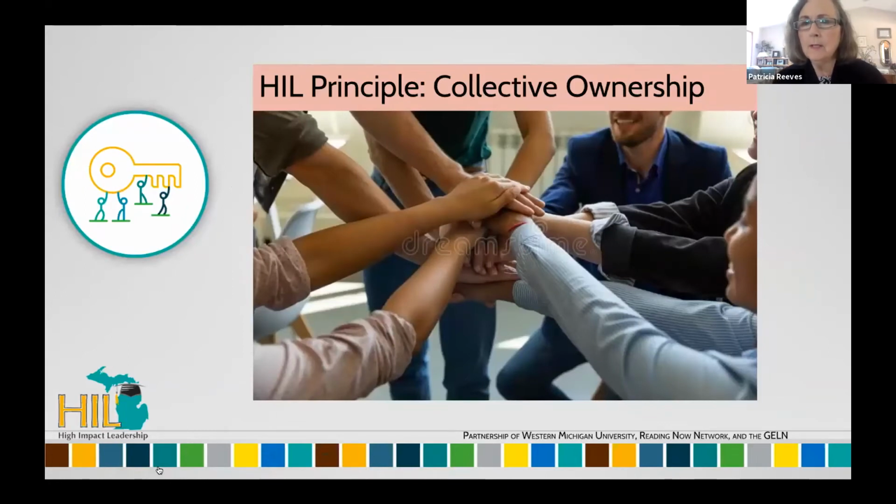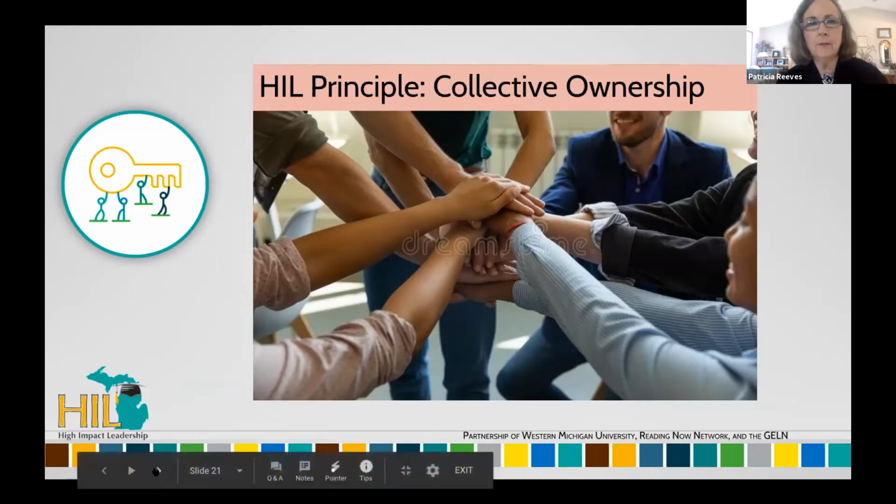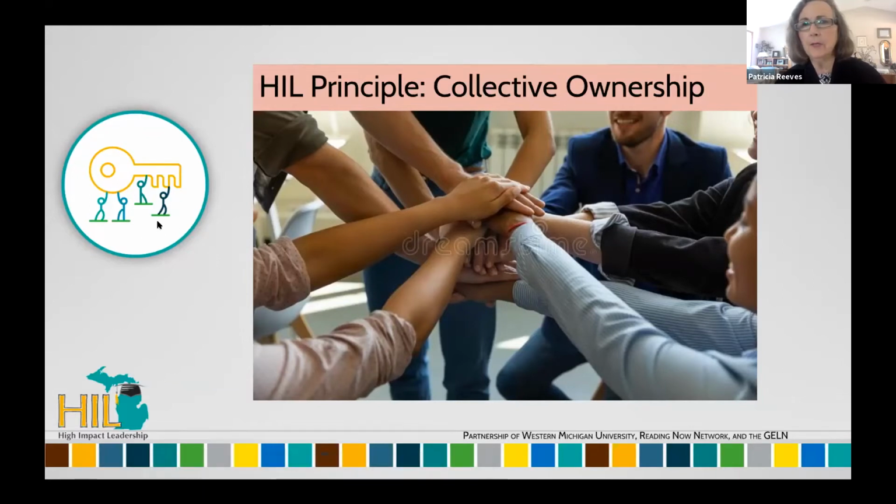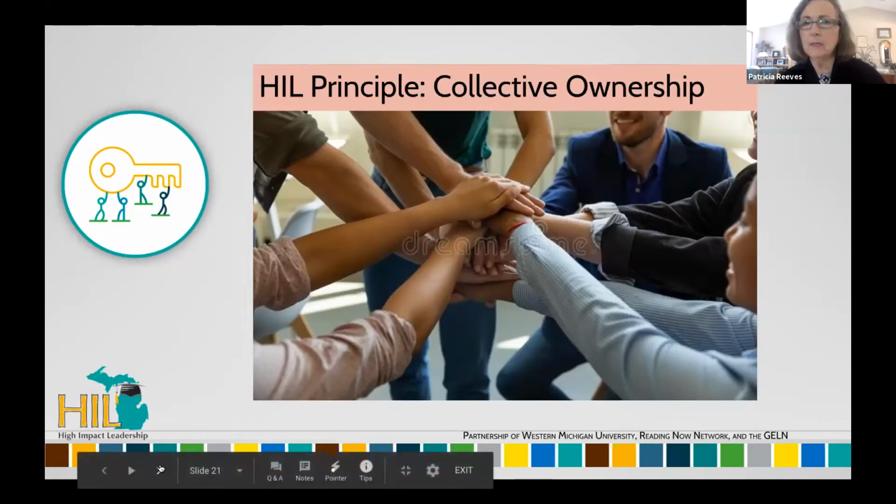Once we get the positive core really going in our schools, then we can focus on the next HIL principle, which is collective ownership. Collective ownership is a state in which all persons in the school are engaged with, and their strengths and their capacities are utilized for the school's mission and for achieving your vision. The little icon on the left is our way of picturing it. The little figures are carrying a key that's too big and heavy for any one of them to carry. But when we have collective ownership, it's no longer big and heavy. It's actually very easy to carry.